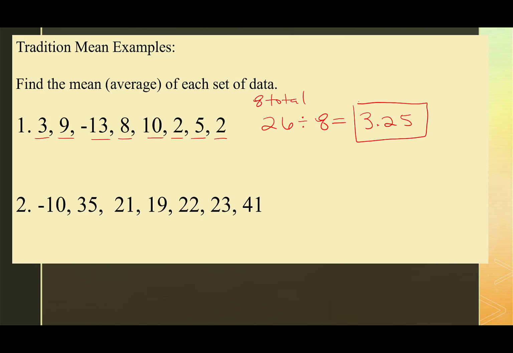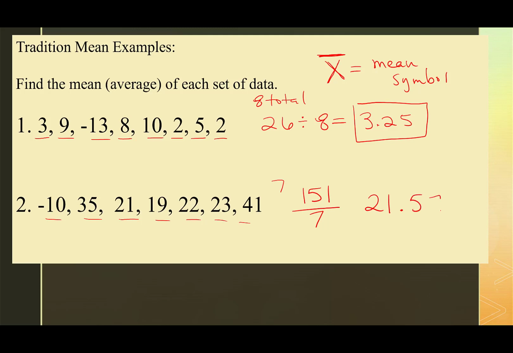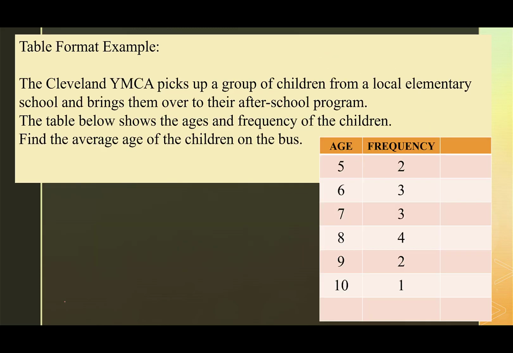Also, on a side note, I want you to know the symbol for mean is X with a bar over it. For number 2, I want you to pause the screen again and find the average. 1, 2, 3, 4, 5, 6, 7 of these 7 numbers. Okay, when I added them together, it was 151. Divide that total by 7 to get 21.57 as an average.